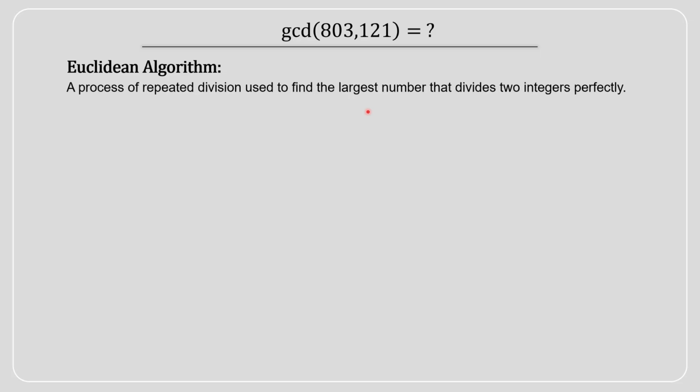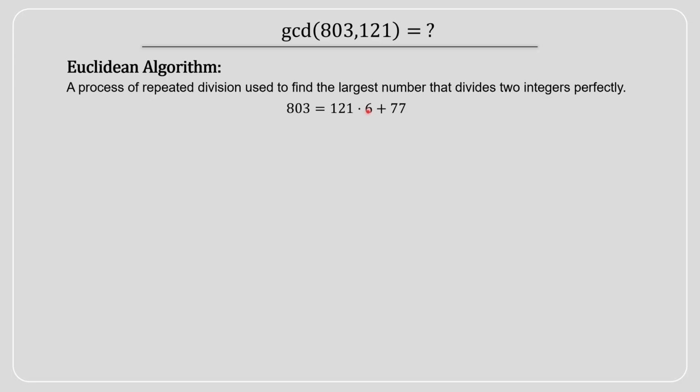Greetings, ladies and gentlemen. My name is Donnie, and today's video will be using the Euclidean algorithm to solve for the greatest common divisor between the numbers 803 and 121. So what is the Euclidean algorithm? It's a process of repeated division used to find the largest number that divides two integers perfectly. So we'll go right through to solve it, because it's the easiest way to explain it.